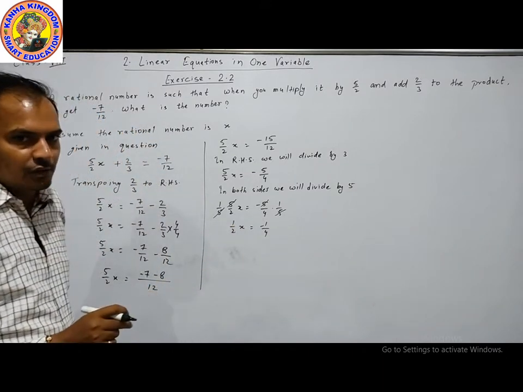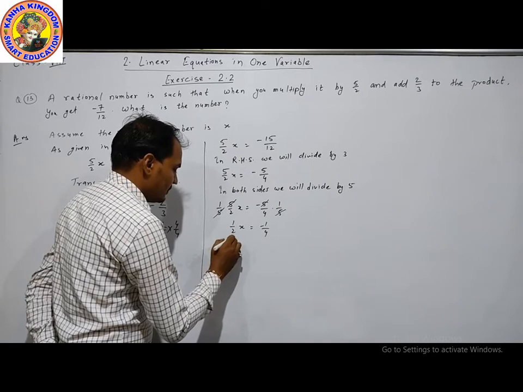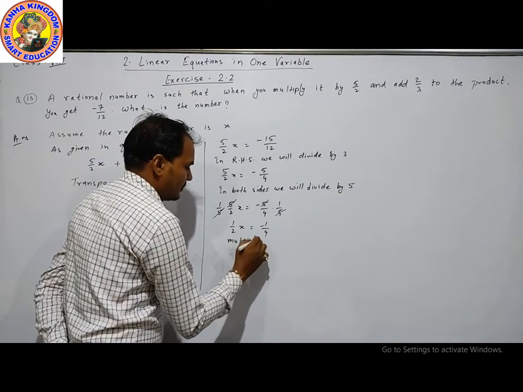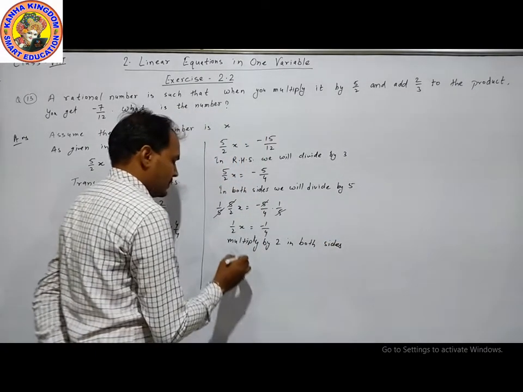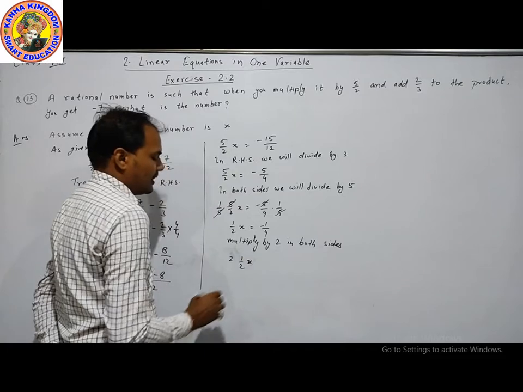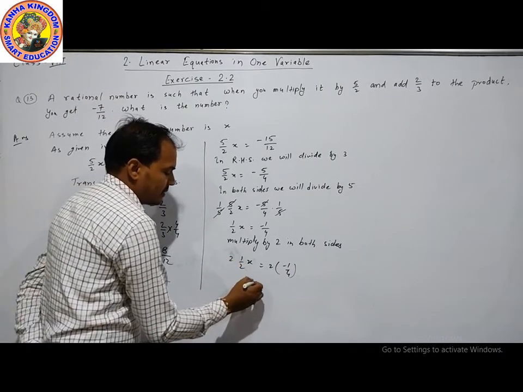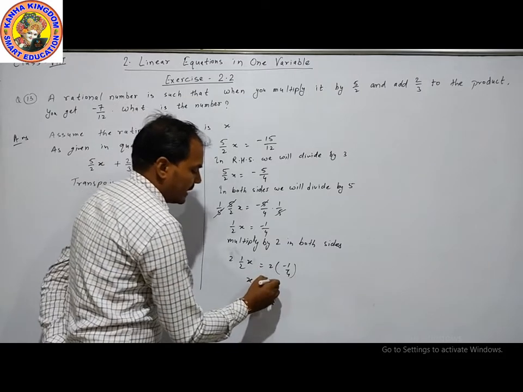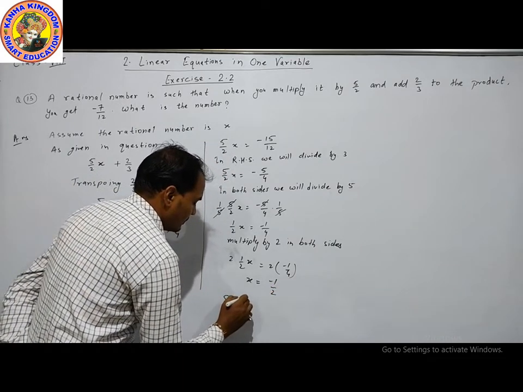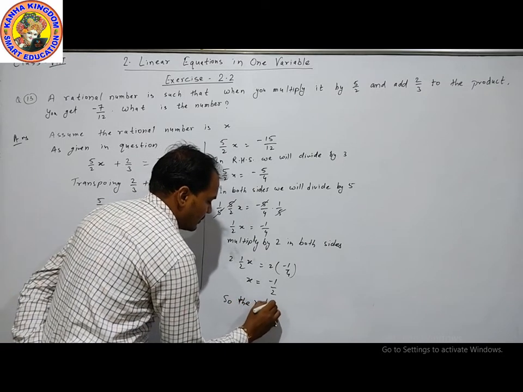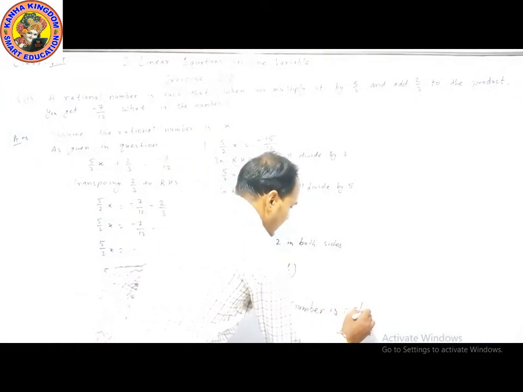This 2 in the denominator part means divide part, so we will multiply by 2 in both sides. 2 into 1 by 2x is equal to 2 into minus 1 by 4. 2 and 2 cancel, so x is equal to minus 2 divided by 4, 2 can cut 4 by 2 times, so x is minus half. So the rational number is minus 1 by 2.